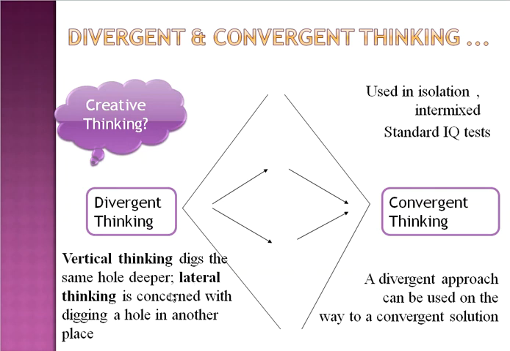The divergent is called lateral thinking, which is concerned with digging a hole in another place. So you are digging holes in different places, while the convergent thinking is called vertical thinking. It digs the same hole deeper in order to have a better elaborated, detailed version of the problem or solution we are looking for. A divergent approach can be used on the way to a convergent solution, as we see in our notes here.